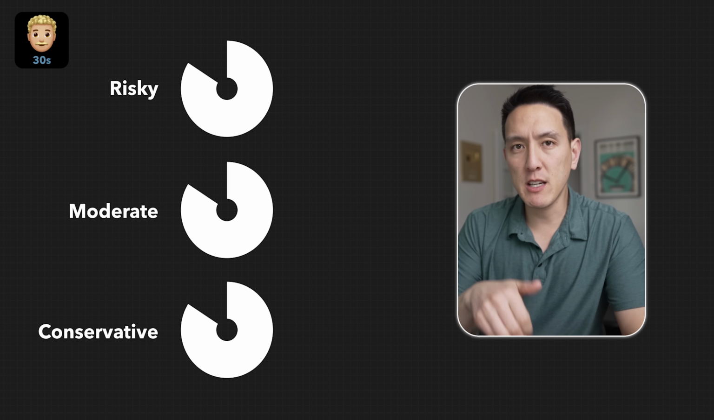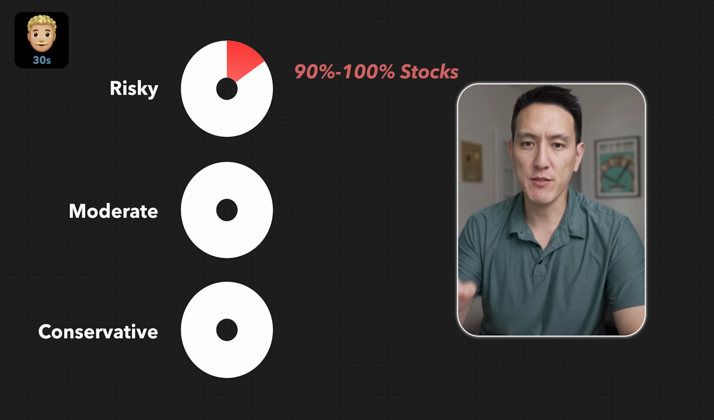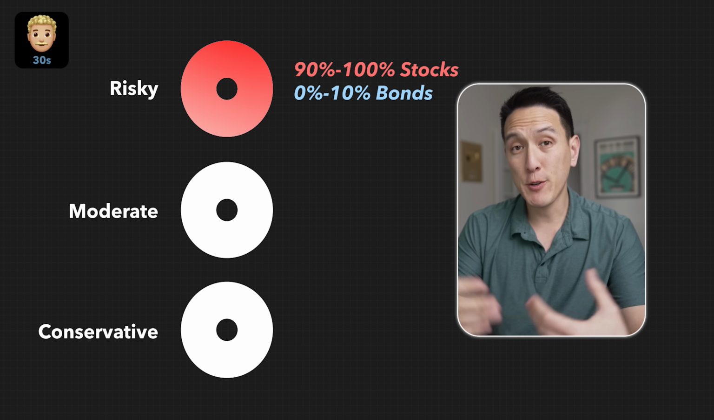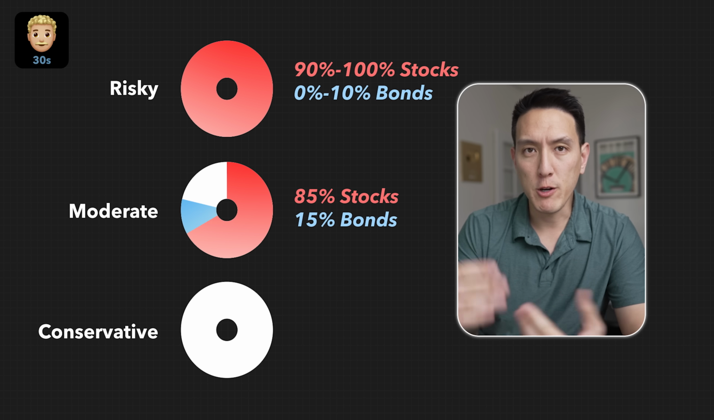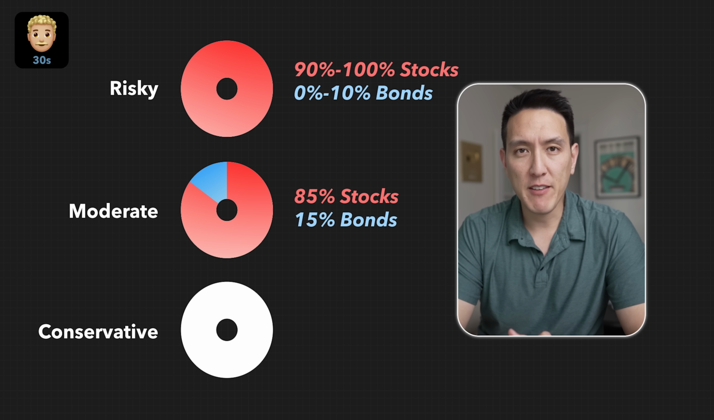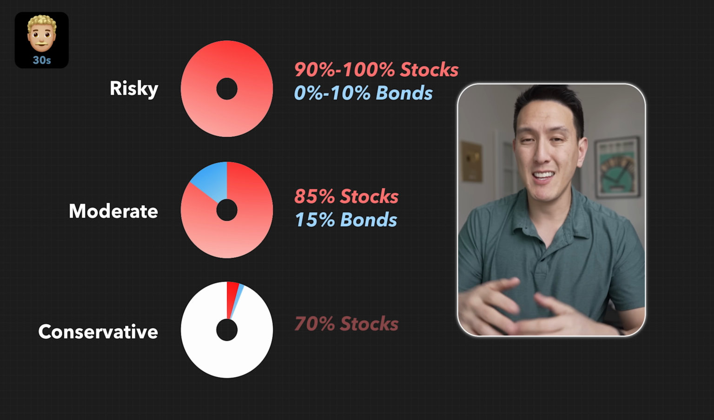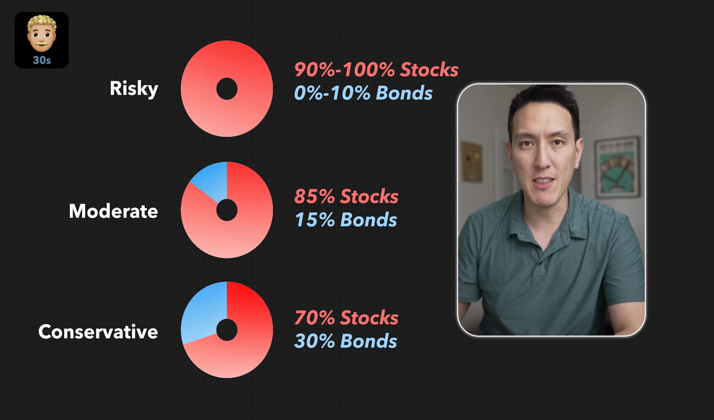Okay, so if you're risky in your 30s, you're still looking at a 90 to 100% allocation of stocks and between a 0 to 10% allocation in bonds. If you're super risky, that allocation might not even change from your 20s. When you're moderate, you can consider an 85-15 split, so 85% in stocks and 15% in bonds. And then if you are conservative in the decade of your 30s, then that might be a 70-30 split.